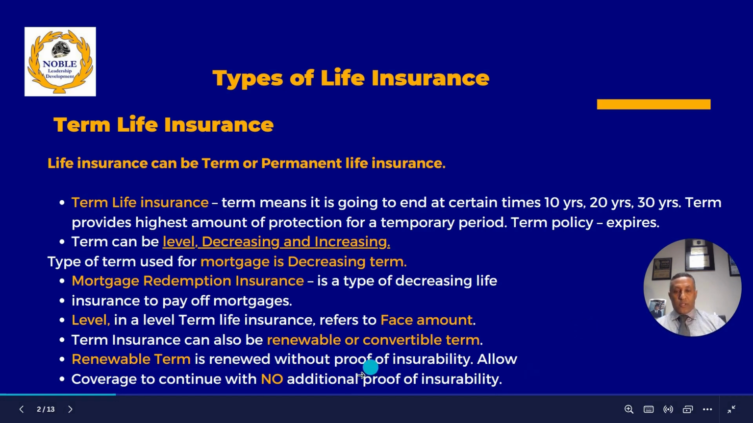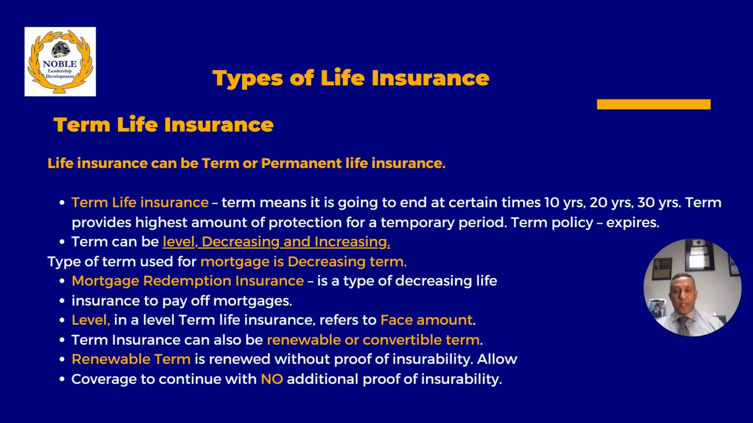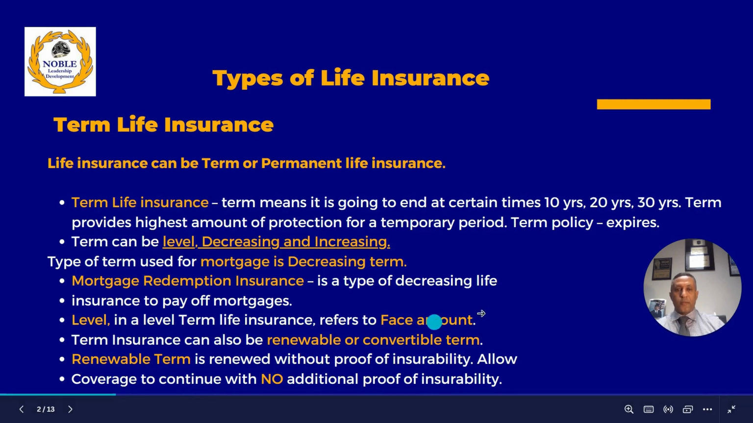So this one is what it's talking about, without proof of insurability. Allow coverage with no additional proof of insurability. So you can see, always think about renewable and convertible term to be no proof of insurability, so this can appear on your exam as well. So important concepts.